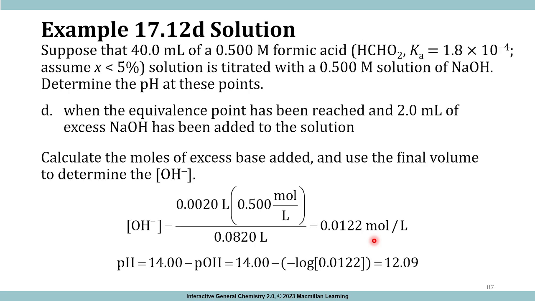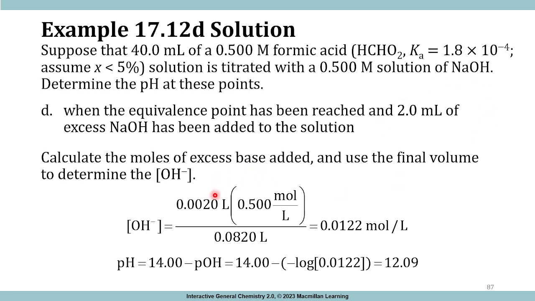Okay, so when the equivalence point has been reached and we add 2 milliliters of excess NaOH, well, this is actually just a dilution problem, isn't it? Yeah. So at this point, we're just diluting this excess NaOH. And so the OH minus concentration, that's just the 2 milliliters times the initial concentration of the NaOH, which is 0.5. We were at 80 milliliters. We added 2 more milliliters. That gives us 82 milliliters, doesn't it?